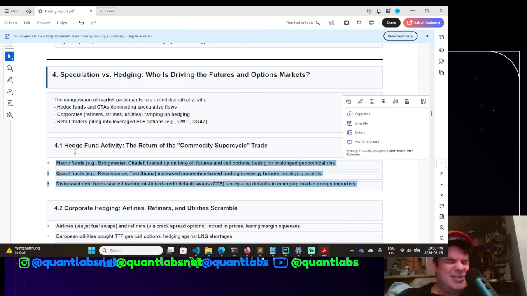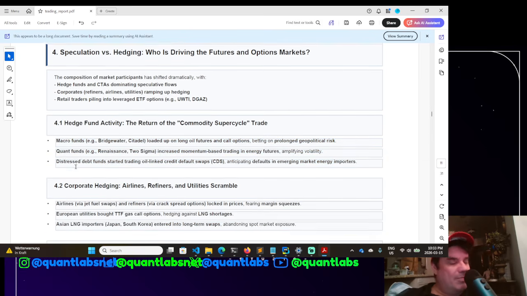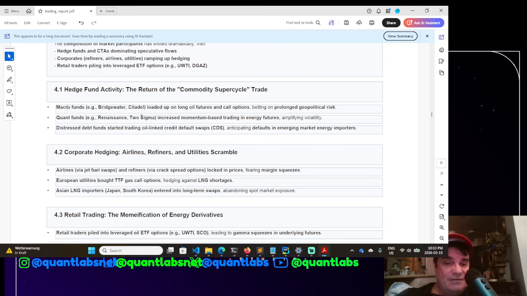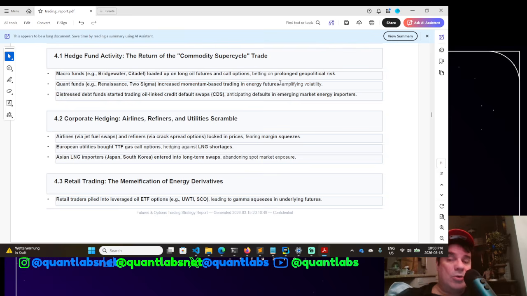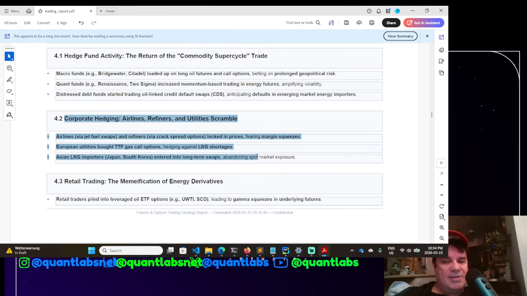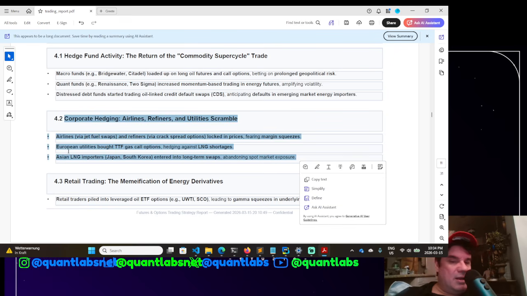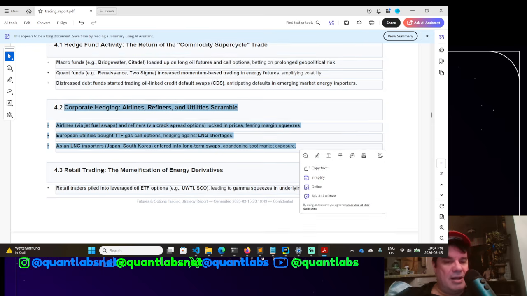No. And here you're seeing how these hedge funds are operating and what they're trading, and specifically what types of strategies they are trading. Increased momentum-based trading in energy futures is amplifying the volatility. So you can now start to sound like a fancy pants person, because we know what's creating the volatility. Well, it's because of the quant funds, hedge funds, or whatever. And again, you can see it across different industries: airlines, European utilities, Asian LNG.